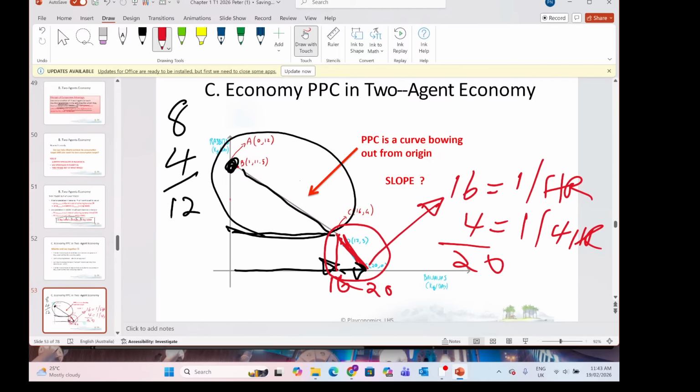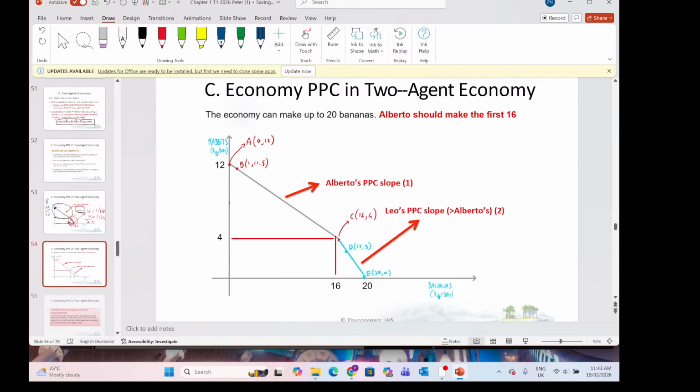Why are those two slopes different? Because their opportunity costs are different. The slope is equal to the opportunity costs. Alberto's slope is different to Leo's, and so there are two different slopes on the one line.